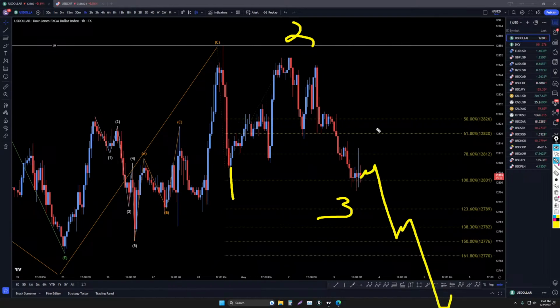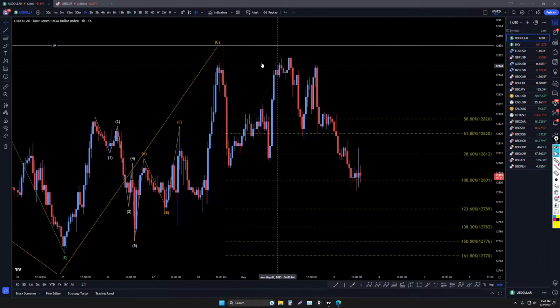Now it definitely could spike up, even all the way up to one of these highs to grab some liquidity, maybe fake people out, fake people into going long, but I think it's more likely that it will keep on going down, especially looking at all these US dollar pairs, which we're going to do now. So let's do that now.